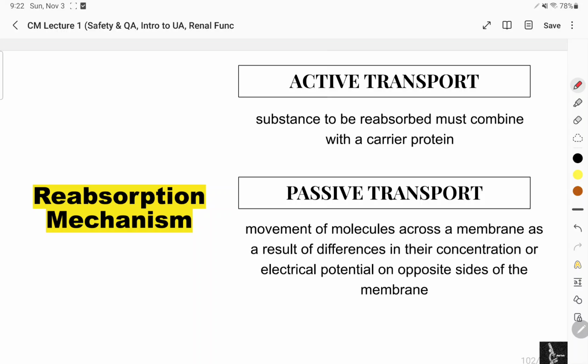Okay, so there are some substances that in order to be reabsorbed, must be combined with a carrier protein, and there are also substances that can move. These molecules can move across membranes because of the difference in their concentration or the electrical potential on each side of the membrane. So, later, I hope I can explain.